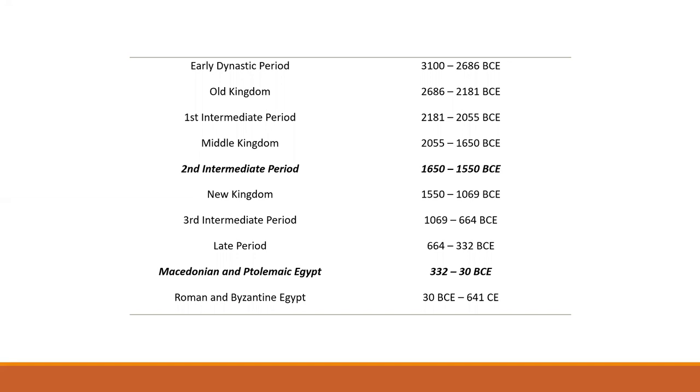First off, the time difference between the event and the account. The second intermediate period, which is when the Hyksos ruled, is much, much earlier than the Ptolemaic period during which Manetho wrote his account. What's also good to note is that none of Manetho's original works have survived, and his writings are only known to us through the texts of even later historians, such as the historian Flavius Josephus, who lived during the Roman period. And you can imagine how all these events could cause a broken telephone effect.